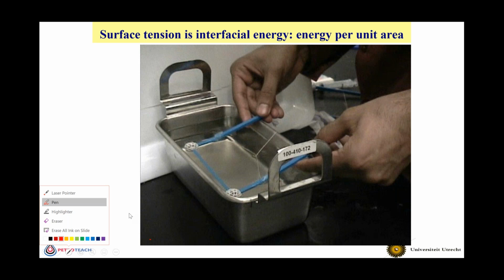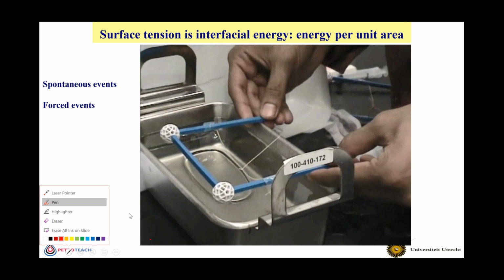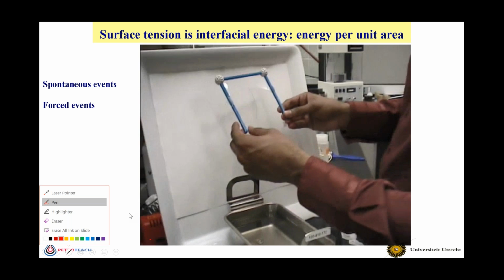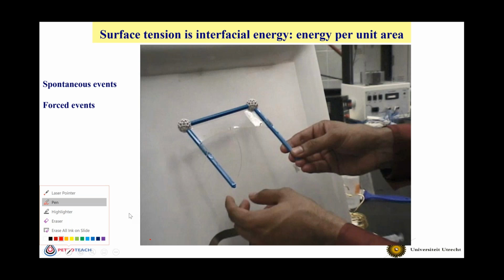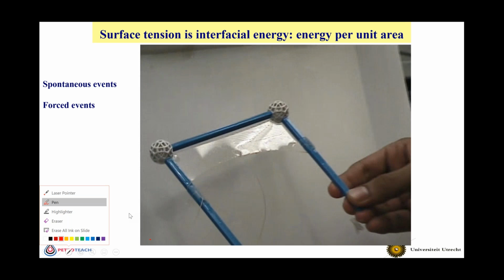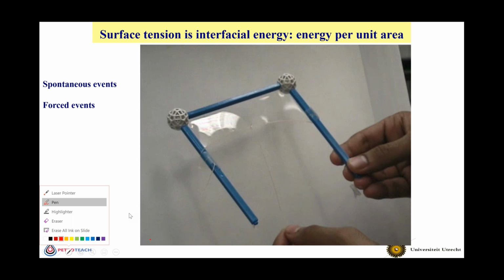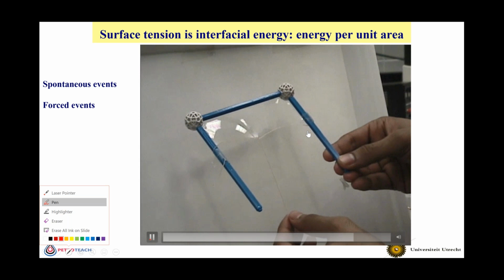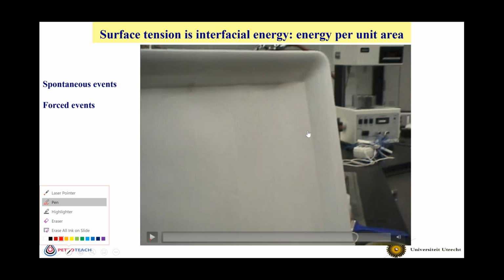I want to play this movie. Here it is. What you see here is a thread. I'll go back. See a thread, and then it was put in soap water. So you see that is a thin layer of soap that has been formed between that thread and the frame around it. And by pulling on that thread, you see it extends the interface, but it goes back. So that's energy per unit area, as I mentioned.